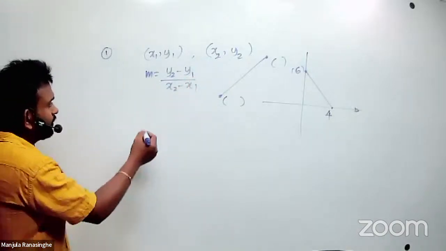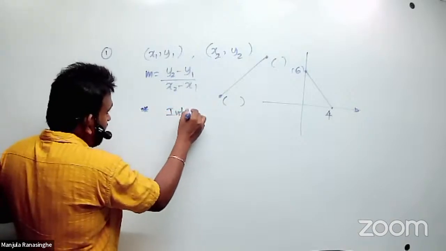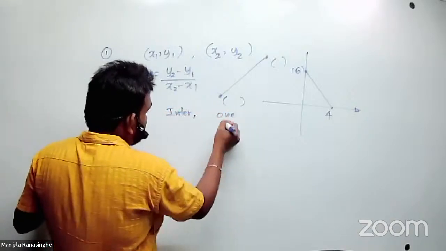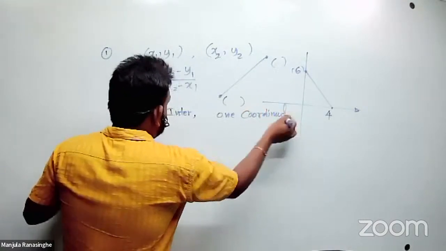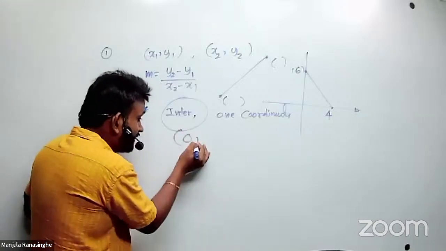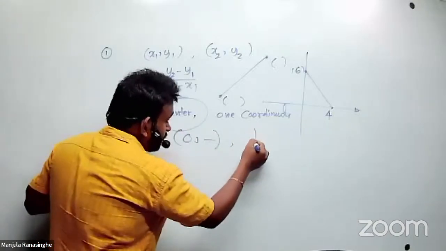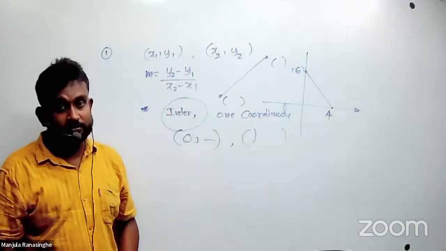The other case we discussed, we may have the intercept given and one coordinate given. Intercept and one coordinate. So you also know that intercept means a coordinate. What is the format of that coordinate? 0, comma, the intercept, and the other coordinate. Again, now we have two coordinates, so we can find the gradient.